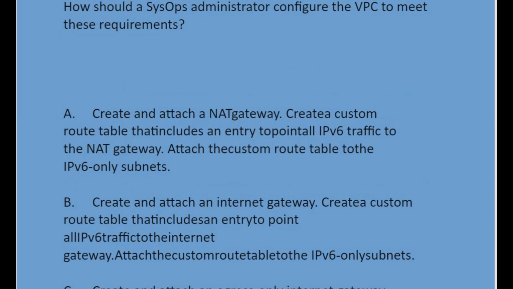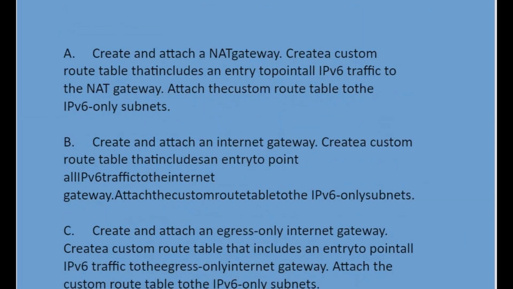Option A. Create and attach a NAT gateway. Create a custom route table that includes an entry to point all IPv6 traffic to the NAT gateway. Attach the custom route table to the IPv6 only subnets. Option B. Create and attach an internet gateway. Create a custom route table that includes an entry to point all IPv6 traffic to the internet gateway. Attach the custom route table to the IPv6 only subnets.